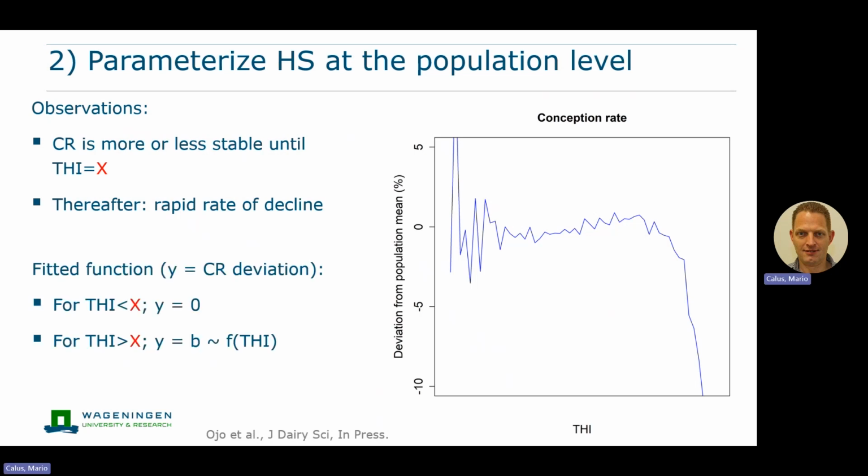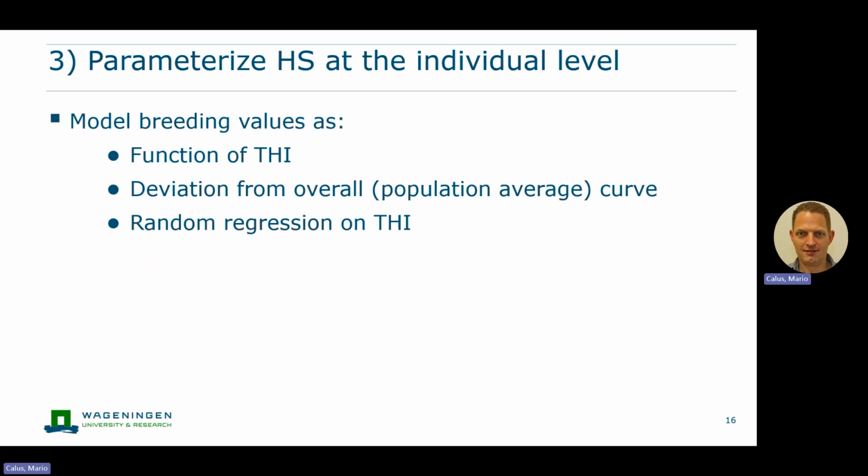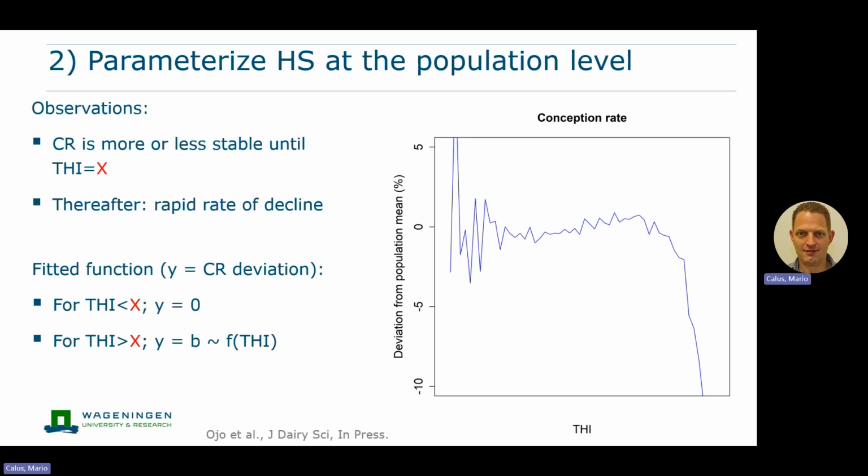So the typical function to model here is, once you know what the threshold is, you do a regression on a parameter that has a value of 0 below the THI threshold, and above the THI threshold, it's a regression on a covariate that is a function of THI. And again, this is something you will be working on this afternoon. So once that's done, you have this overall pattern.